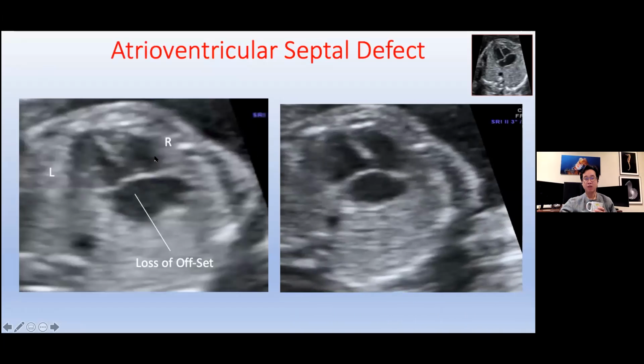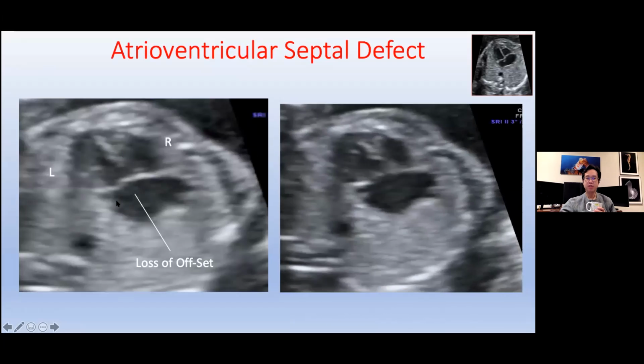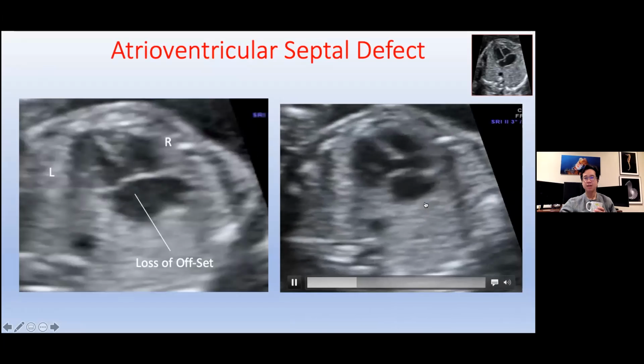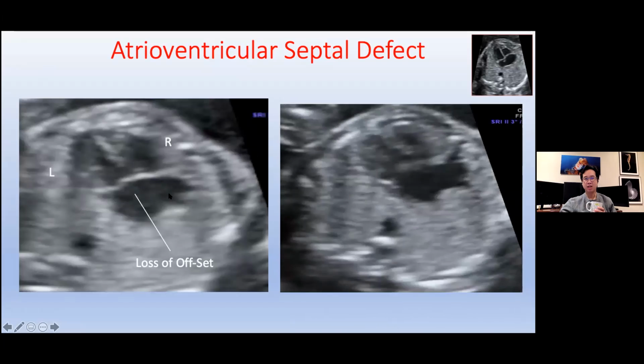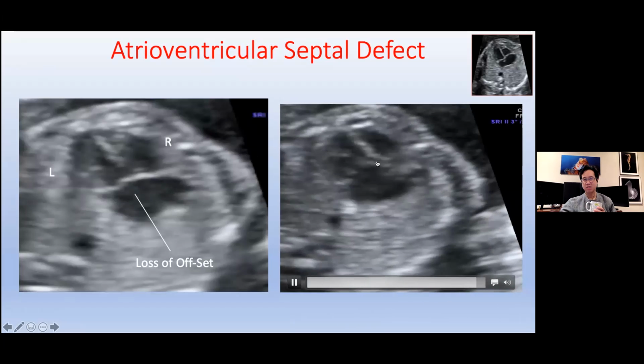So you can also see AVSDs. Remember, there is an offset, that the tricuspid valve is more apical than the mitral valve. In this case, it's completely flat all the way across, and there's a large AVSD in this case, right? You can see the defect right here.